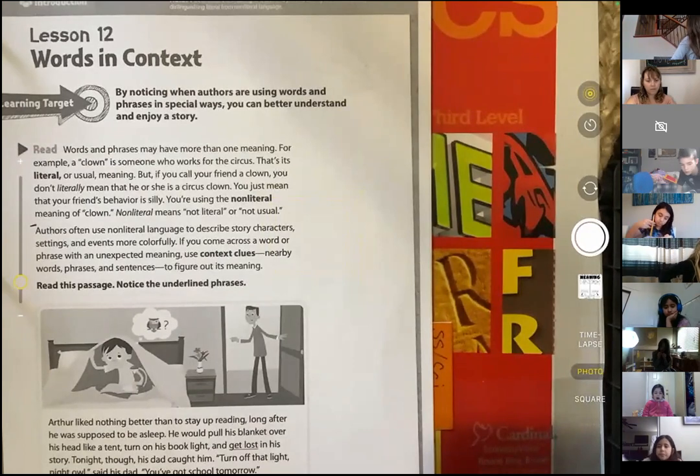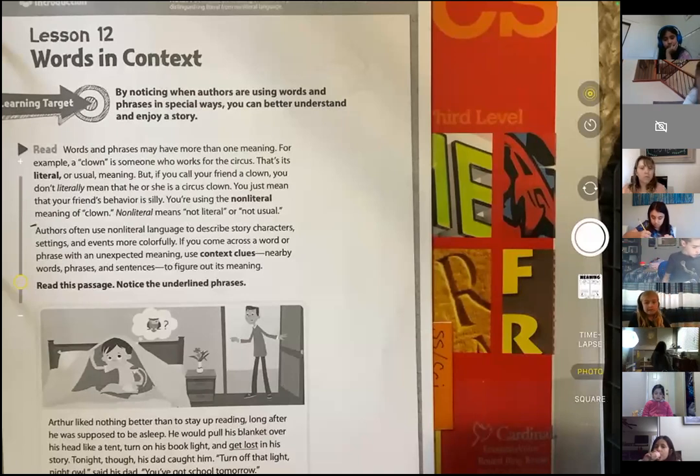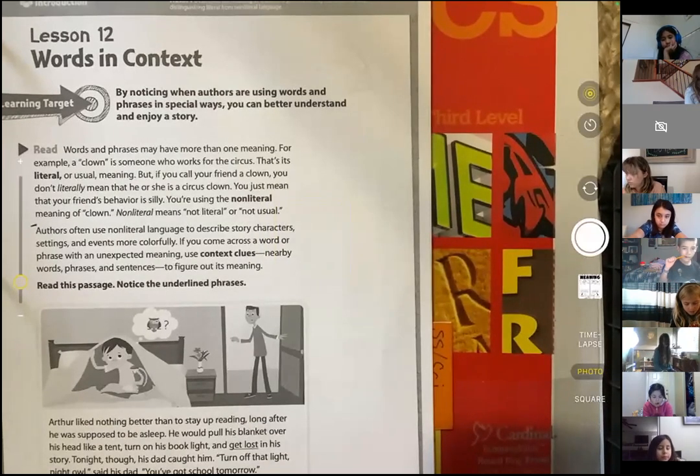Words and phrases may have more than one meaning. For example, a clown is someone who works for the circus. That's its literal or usual meaning. But if you call your friend a clown, you don't literally mean that he or she is a circus clown. You just mean that your friend's behavior is silly. You're using the non-literal meaning of clown. Non-literal means not literal or not usual.